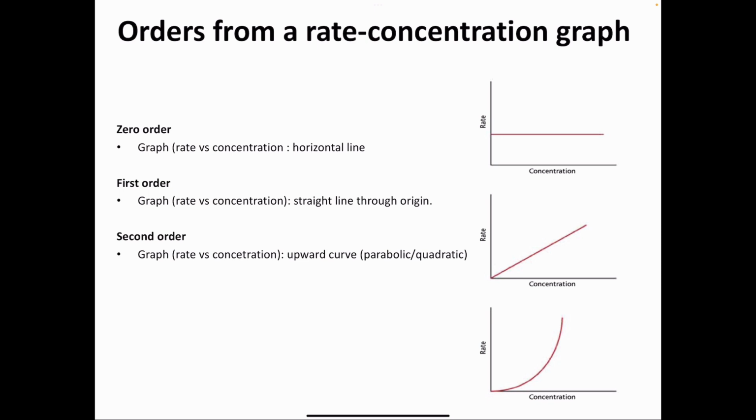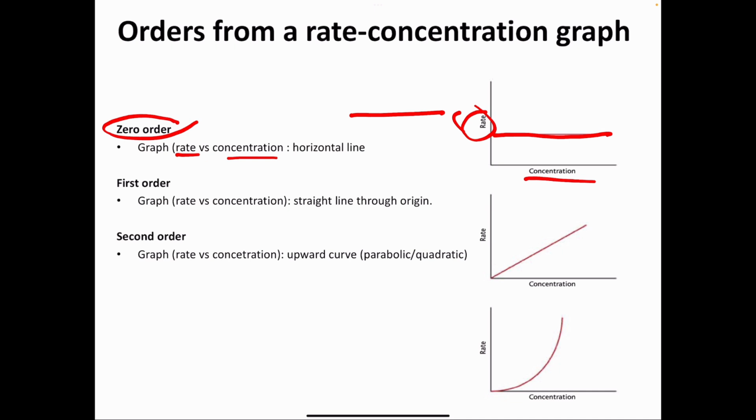Next, we'll move on to orders from a rate-concentration graph. A rate-concentration graph can also be used to know the orders with respect to a specific reactant. Let's take an example for zero order. When you draw a graph of rate versus concentration, it's going to be a flat or horizontal line like we see here. So in an experiment, if you're given results and you draw a graph of rate versus concentration, if it comes out as a horizontal line, then that is zero order with respect to that reactant.